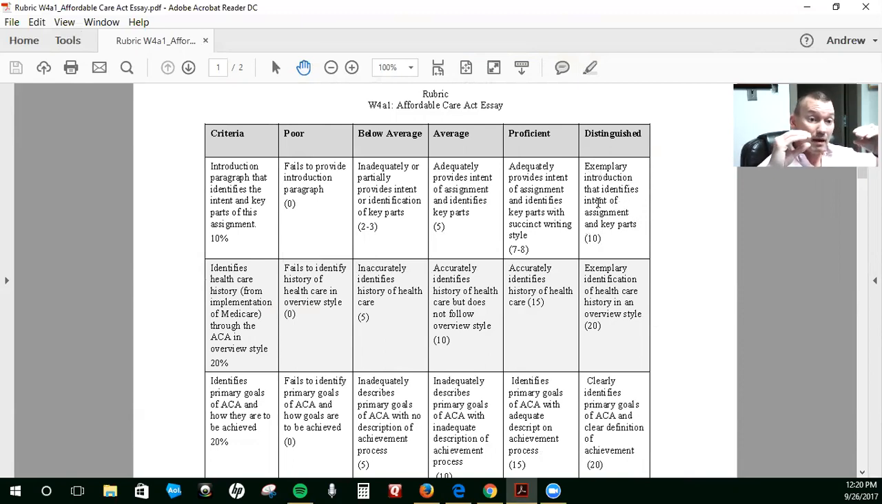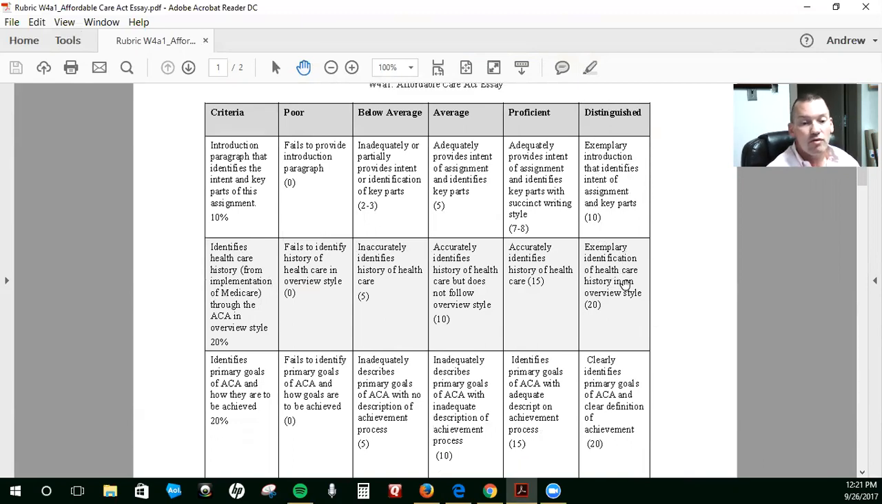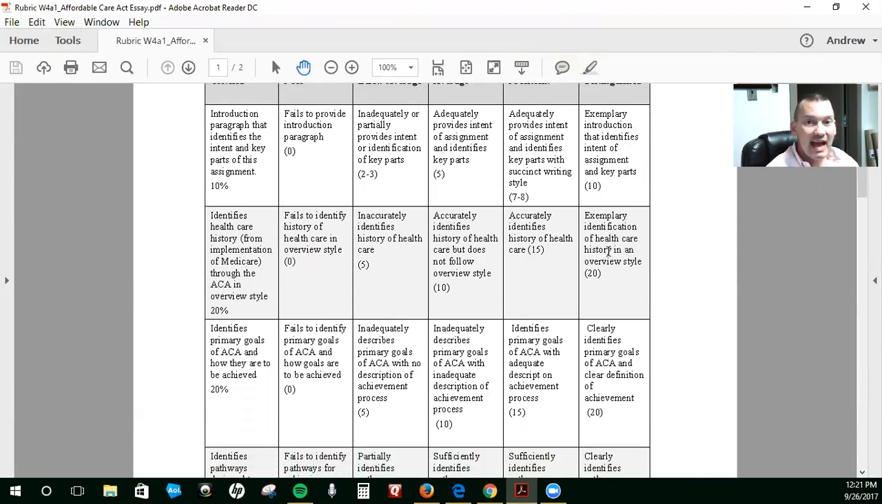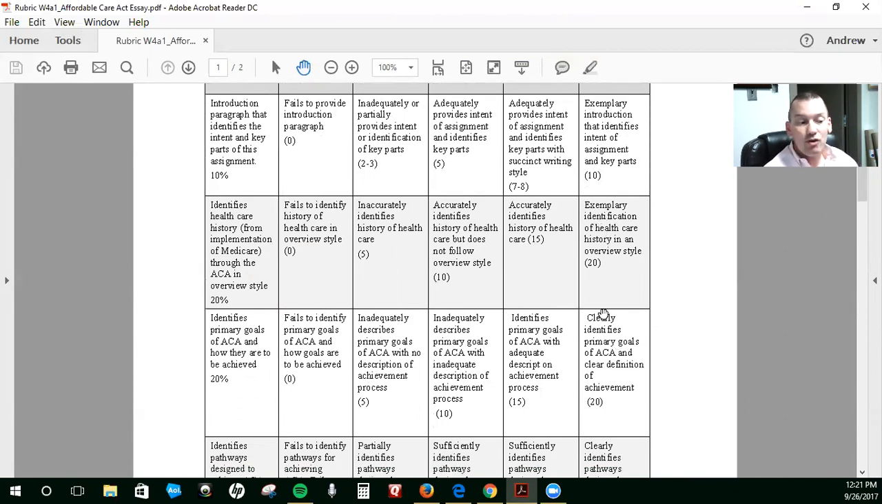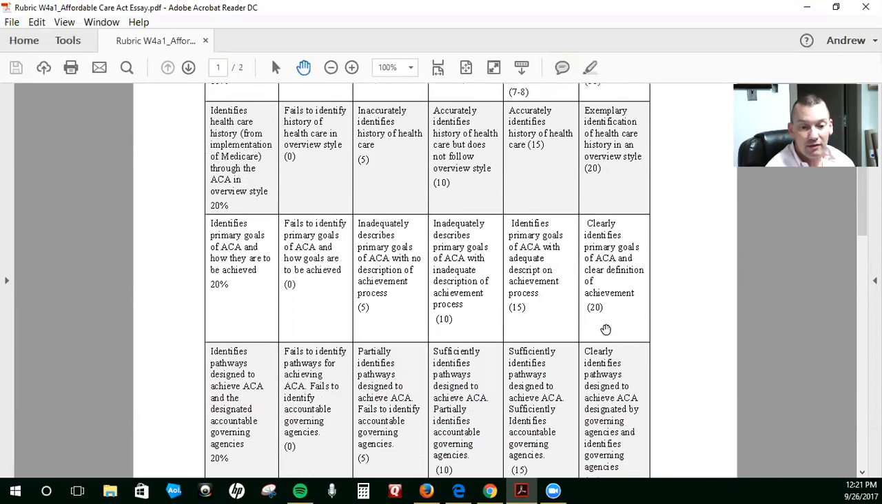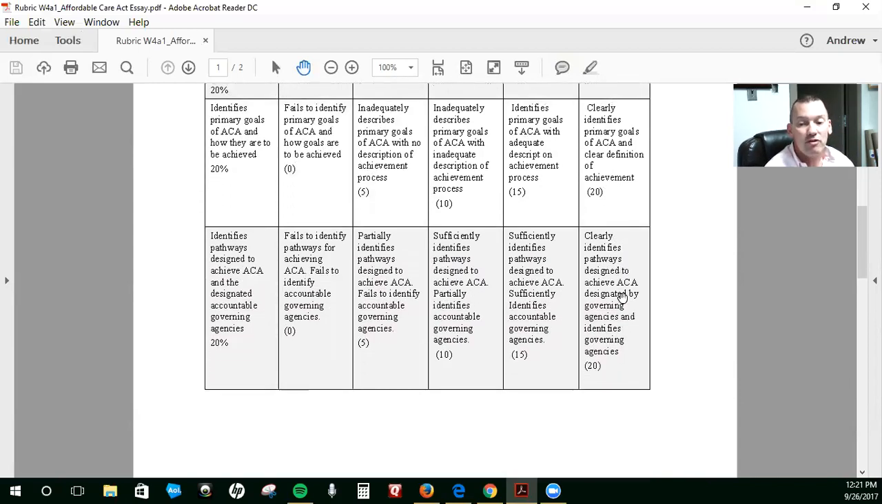So your APA Level 1 is going to be introduction. And then you have your paragraph under there, or however long it's going to be, one to two paragraphs. Then your next APA heading is going to be the history of, in this case, the ACA. Then you have to exemplarily identify healthcare history and overview. So do your APA headings, your Level 1s, Level 2s, and maybe even Level 3s, by your rubric. It makes it easier to grade, and it makes it easier for you to write. And what you have is an outline of your paper built into the rubric. Most papers are going to do that for you.